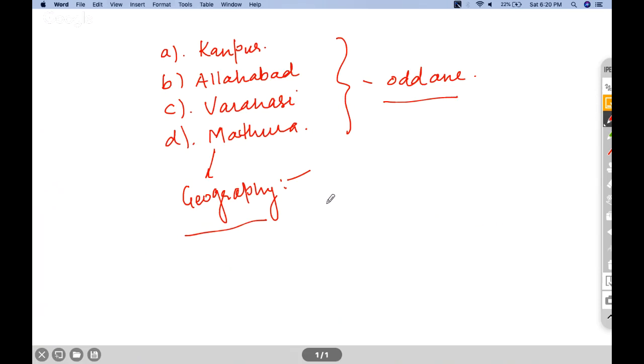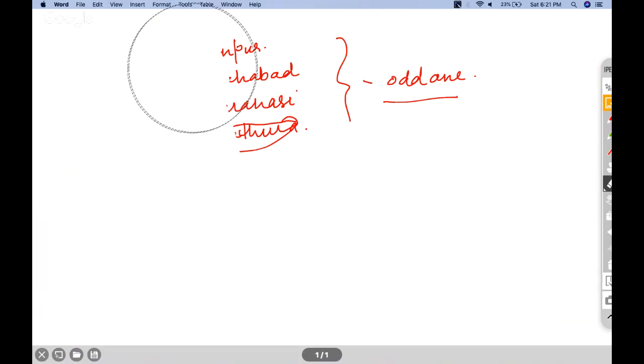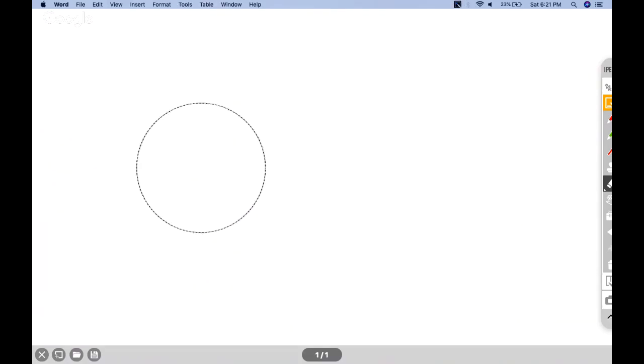Yes, Vanisha, that is right. Only Mathura is a city where Ganga does not pass by. Kanpur, Allahabad, and Varanasi are located on the banks of River Ganga. Mathura is not located on the banks of River Ganga. That's the relation here. Hence, the odd one out would be Mathura. Don't categorize cities on the basis of religious or non-religious city. You cannot. Religious is a very subjective term.